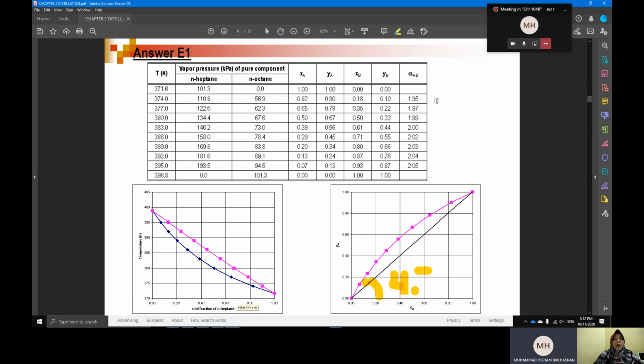Apa maksud greater than 1? Good separation. So the separation process using distillation is possible, kita panggil. Itu je. If you get less, it is not possible. Kenapa nak buat juga kalau dah tahu tak possible?